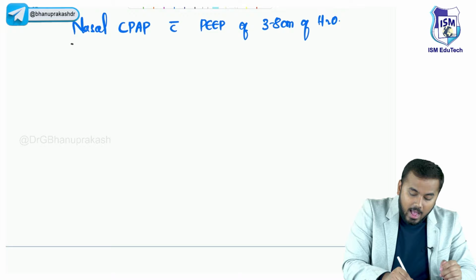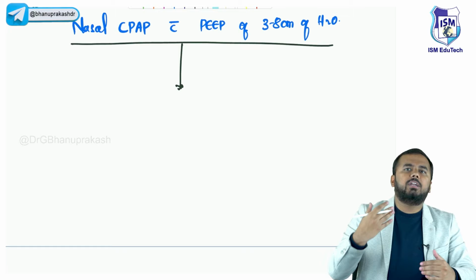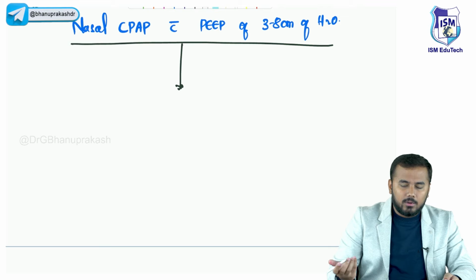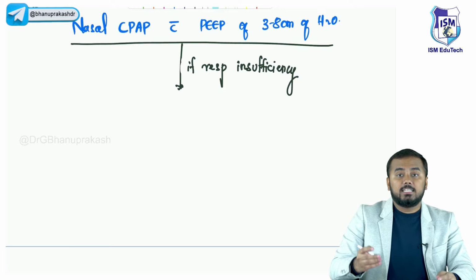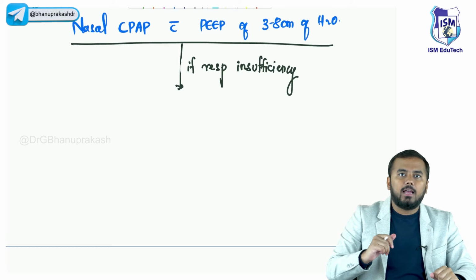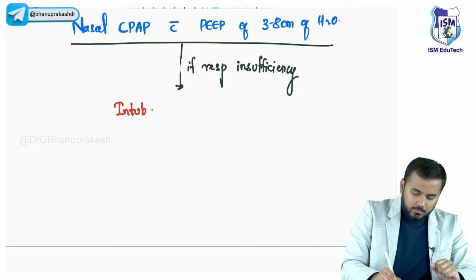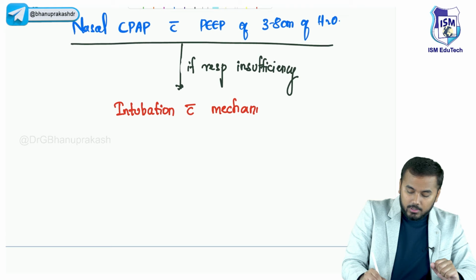After this, what will I do? Still if there is respiratory insufficiency, still if the symptoms are there, still if the saturations are not normal, right, if respiratory insufficiency is there, the second thing I do is that I remove the mask and everything. Simply I put a tube into the trachea, that is called intubation. Okay, so I intubate the baby. After intubation, I'll send the air by mechanical ventilation.